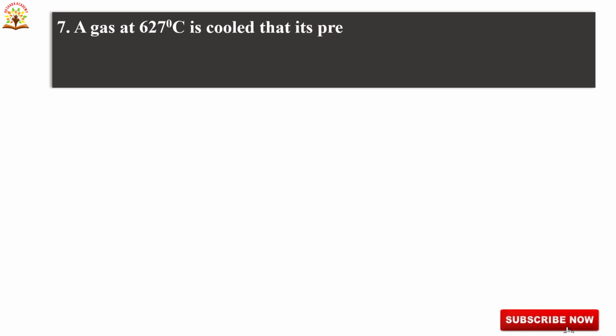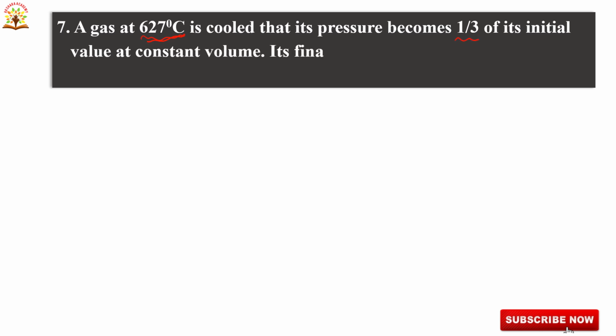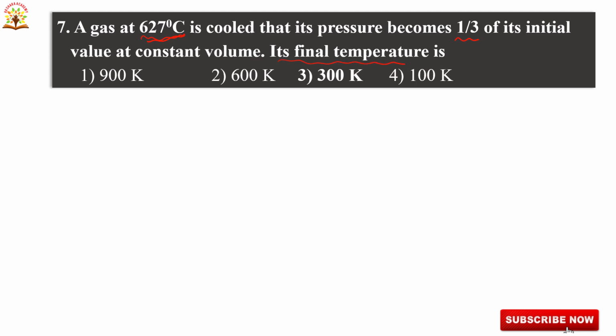A gas at 627 degrees centigrade is cooled so that its pressure becomes 1/3 of its initial value at constant volume. Its final temperature is? Here we have to calculate the final temperature. They said that volume remains constant. Okay, now we'll go to the solution.